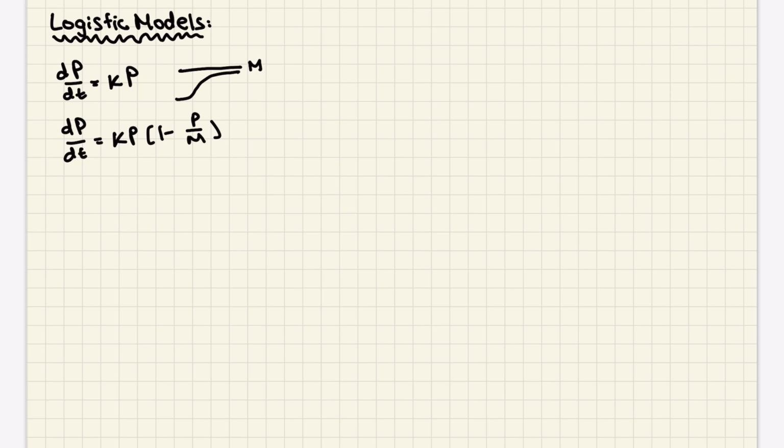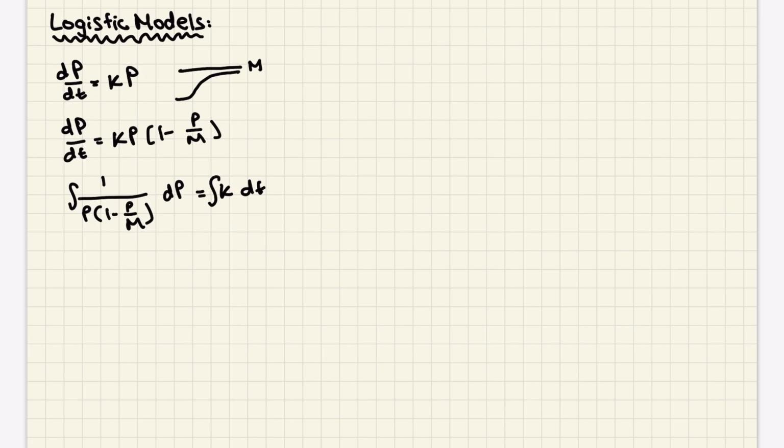And so what we're going to do is move the P's to one side and the t's to the other. There are no t's here. We're just going to move the dt to that side. And so we're going to start with this. All the P's here, we're going to move to that side. So it'll be 1 over P times 1 minus P over M dP is equal to k dt. We take the integral of both sides.